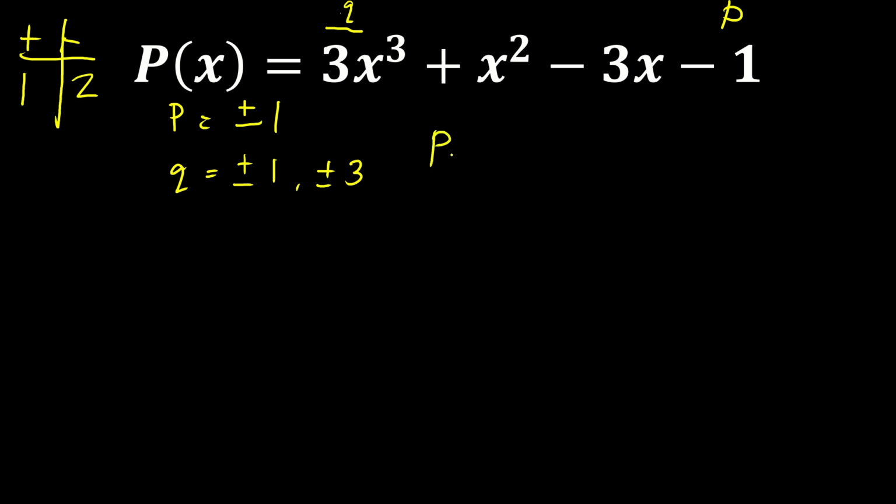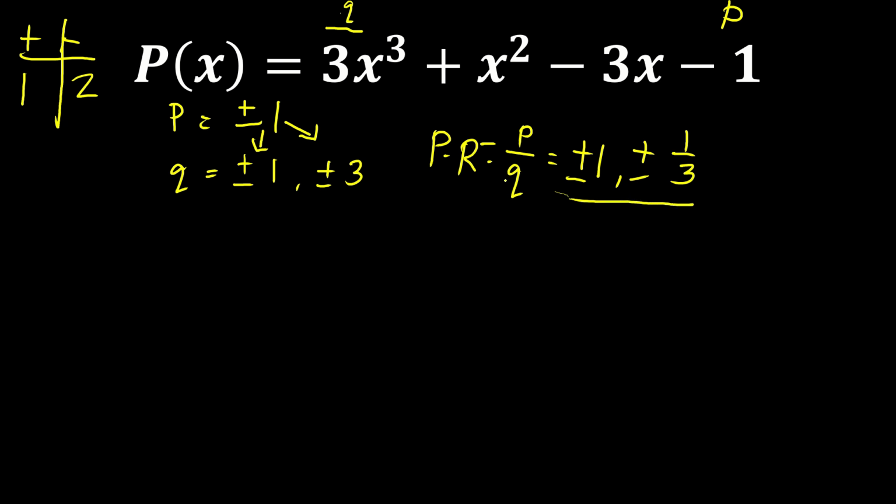Sunod, for us to get the possible roots, that is P over Q. Magpa-partner na rin lahat ng factors ng P sa bawat factors ng Q. So, 1 divided by 1 is positive, negative 1. And 1 divided by 3 is positive, negative 1/3. Meron pa ba? Wala na, di ba? Napag-partner na natin bawat factor ng P sa bawat factors ng Q. So, ito ang gagamitin natin sa synthetic division.